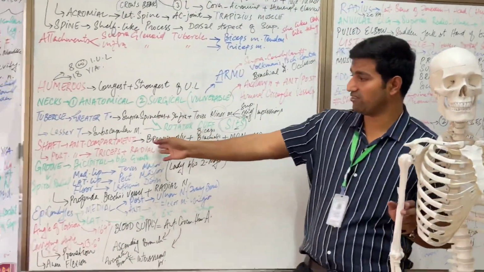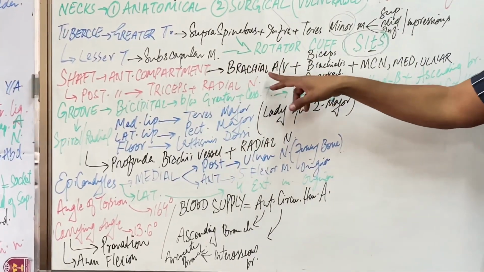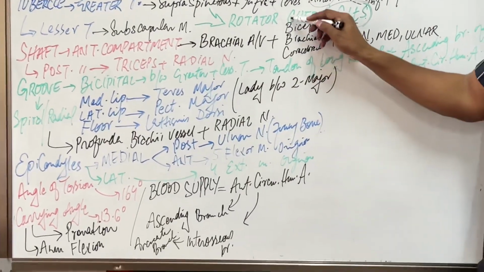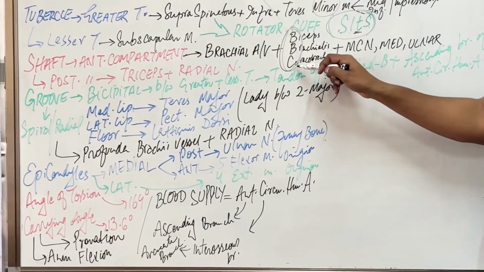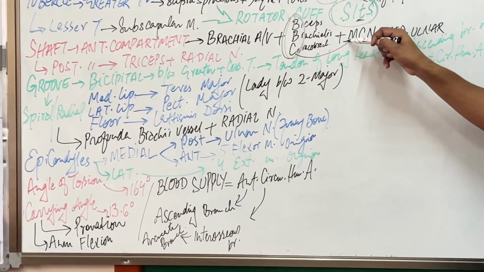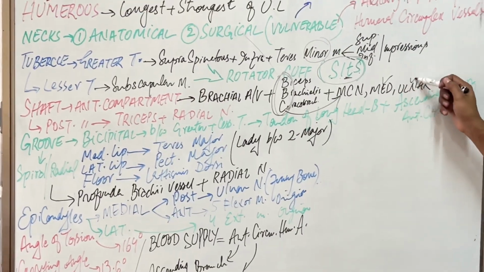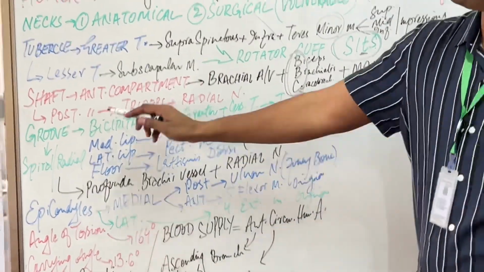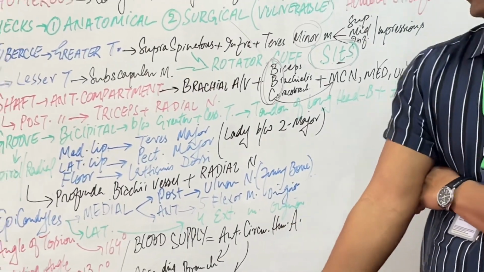You can see over here on the whiteboard because it is easier to understand. The anterior compartment has the brachial artery and veins, biceps, brachialis, and coracobrachialis muscles. These are called the BBC muscles. These three muscles get innervation from the musculocutaneous nerve, by the way. Plus the median nerve and ulnar nerve also pass through the anterior compartment of the shaft. If we talk about the posterior compartment of the shaft, we have the triceps muscle and the radial nerve.